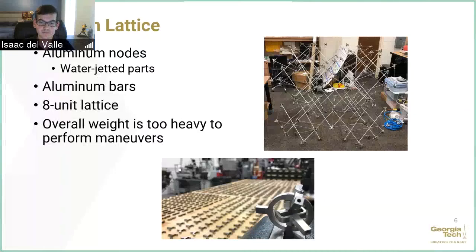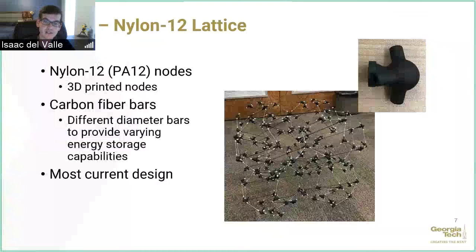We then redesigned our components and used lighter materials. We transitioned from using aluminum bars and nodes to carbon fiber bars and 3D printed nodes made from nylon 12 or PA12. Switching to carbon fiber rods significantly reduced our weight and increased the bar's modulus of elasticity by over 40%. Additionally, the entire node was redesigned through SolidWorks to minimize the volume of the node, and switching from aluminum to PA12 helped decrease the density of the node material by over 60%.